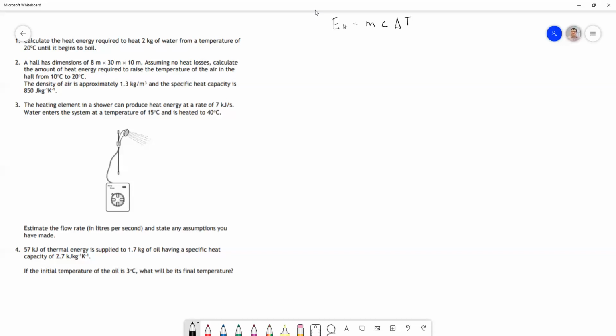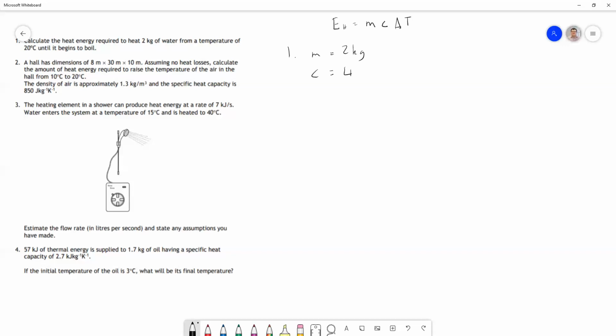Question 1 says, calculate the heat energy required to heat 2 kilograms of water from a temperature of 20 degrees until it begins to boil. So let's see what we have here. We're told the mass is 2 kilograms, and that is the right units to be using. Our value for C is not given in the question. Usually this would be given to us in assessment style questions. Don't worry about not having it here.